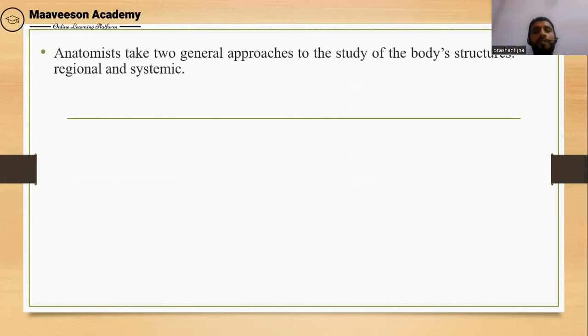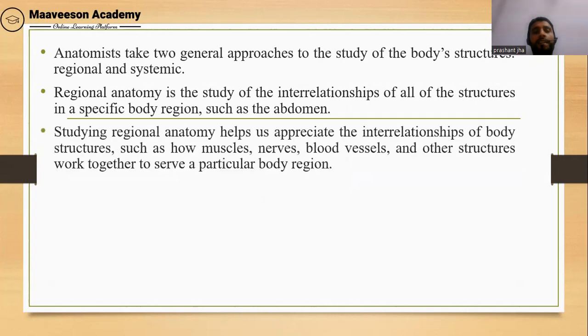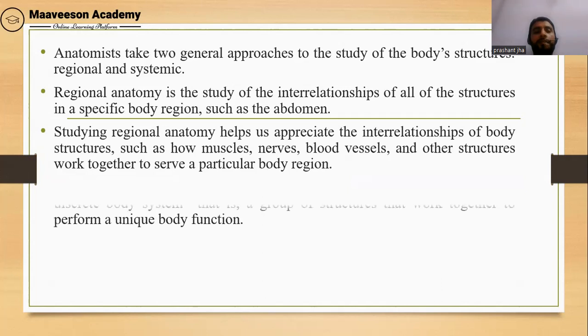Anatomists take two general approaches to the study of body structures, that is regional as well as systematic. Regional anatomy is the study of the interrelationship of all the structures in a specific body region, such as the abdomen. Studying regional anatomy helps us appreciate the interrelationship of body structures, such as how the muscles, nerves, blood vessels, and other structures work together to serve a particular body region.